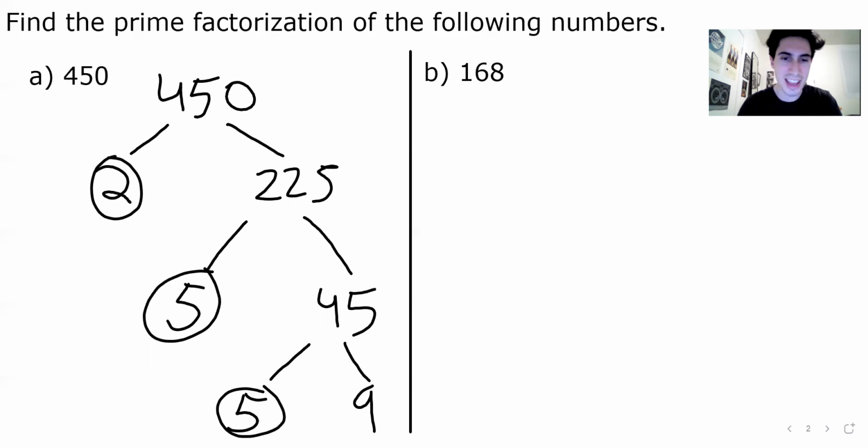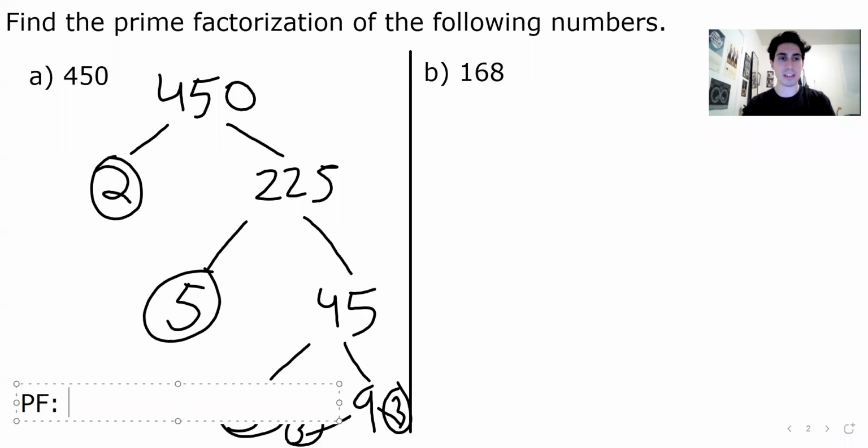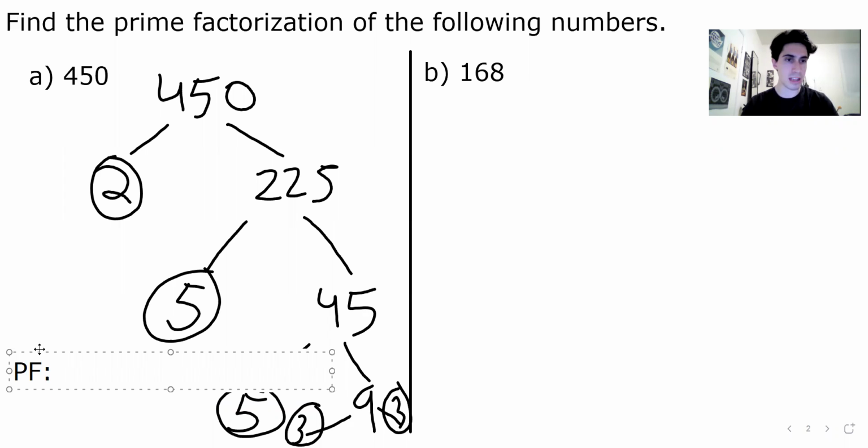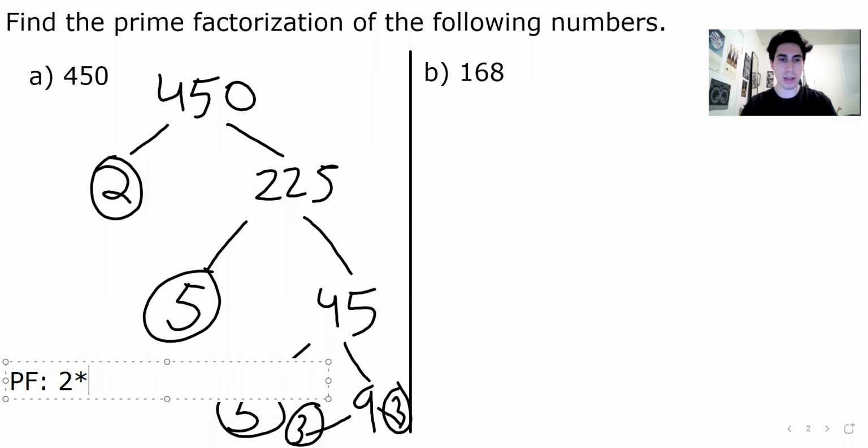We're running out of space. But 9 here can be split into 3 times 3. We should be familiar with this breakdown. And those are both prime as well. So we found the prime factorization. We'll write it down right here, the prime factorization. We have 1 copy of 2, 2 copies of 3, and 2 copies of 5. So 2 times 3 times 3 times 5 times 5.